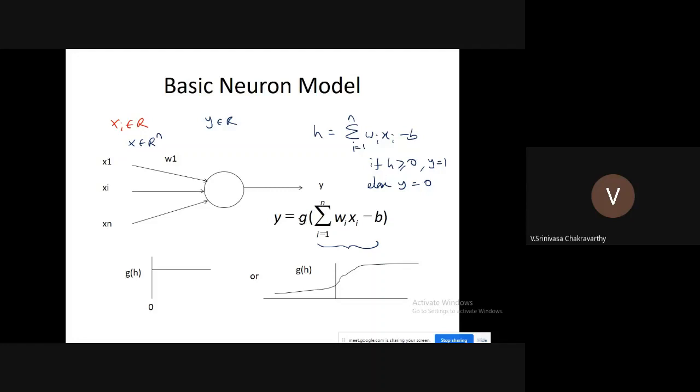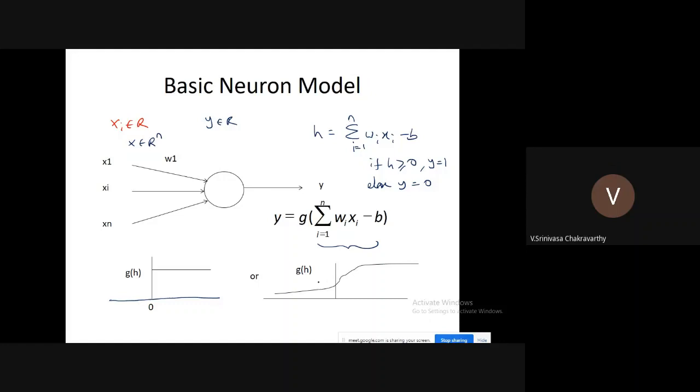So that we are denoting using a function called G. What function is G? Anybody? Activation function. Sorry, no. Activation function is the biological term, but mathematically, this is a mathematical function. What function? Step function. Yes, it's a step function. So g of h is a step function. If the argument is positive, output is 1, otherwise it is 0.